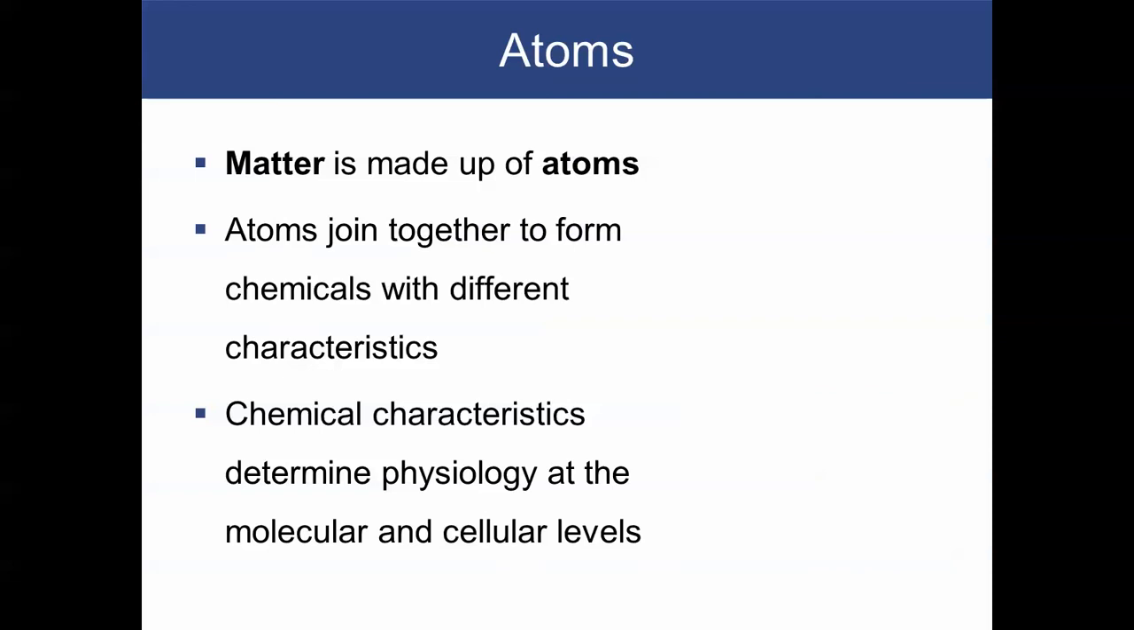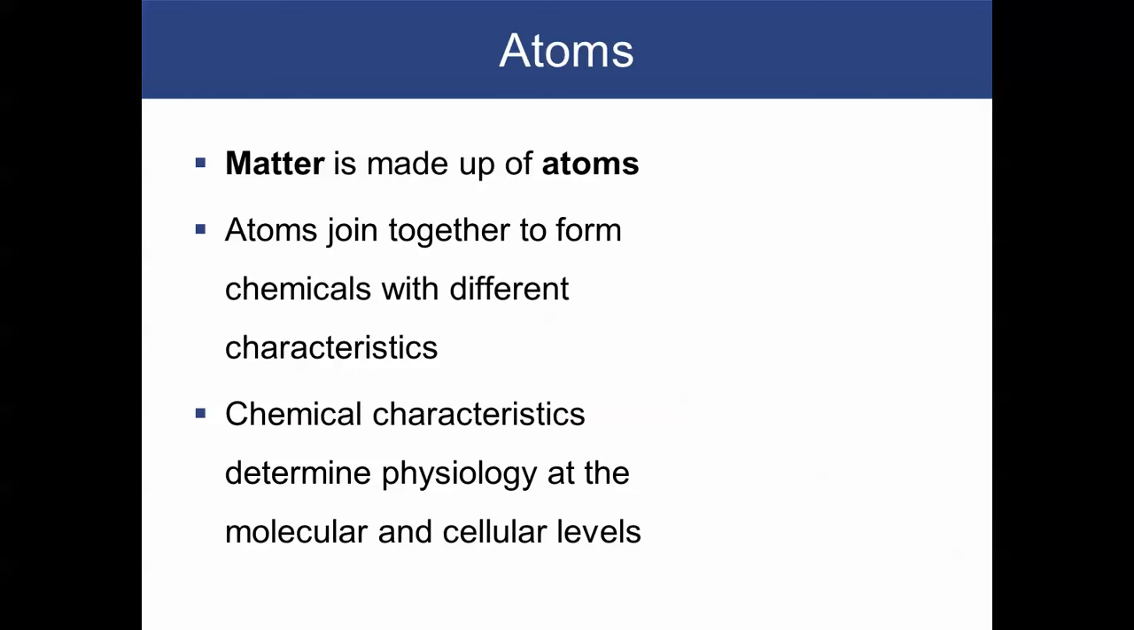Hi, we're going to be talking about the chemical level. So everything that you have is made up of atoms. Everything, from the desk you're sitting at to the air that you breathe, is all composed of atoms. And atoms join together to form chemicals or compounds, and each of those has different characteristics.